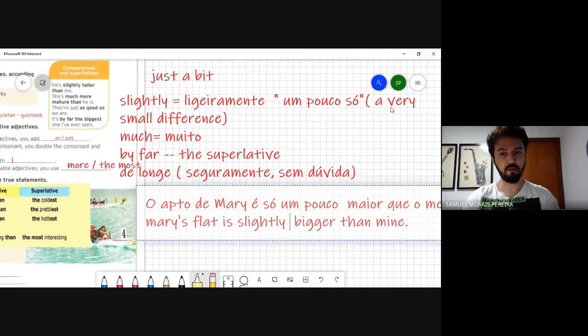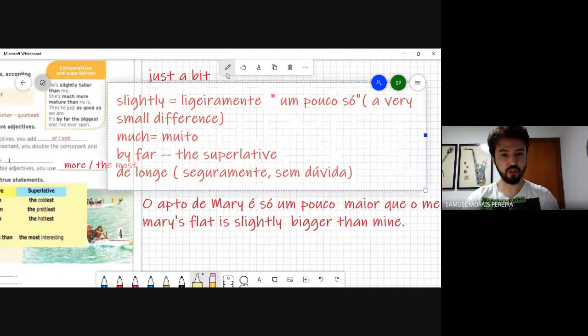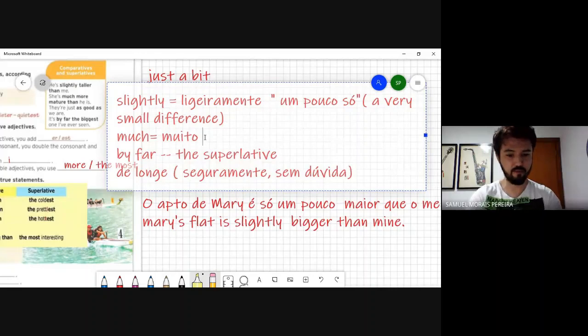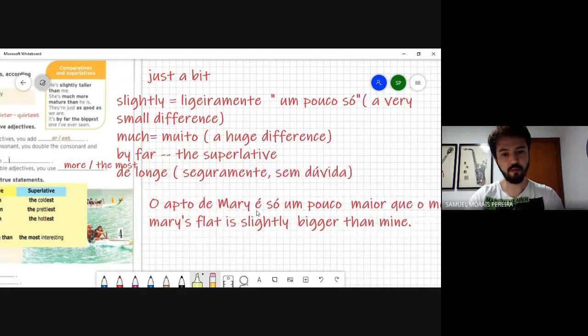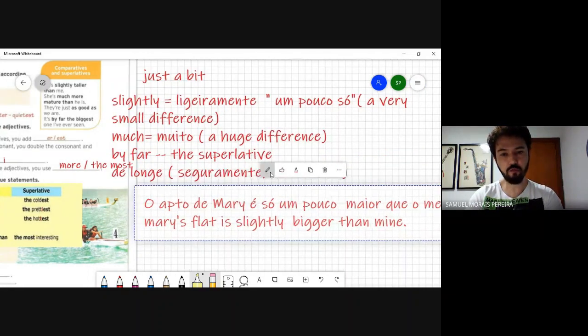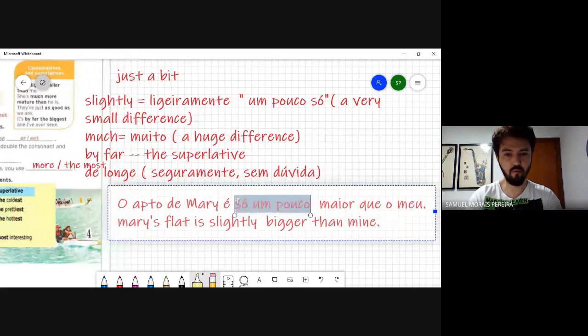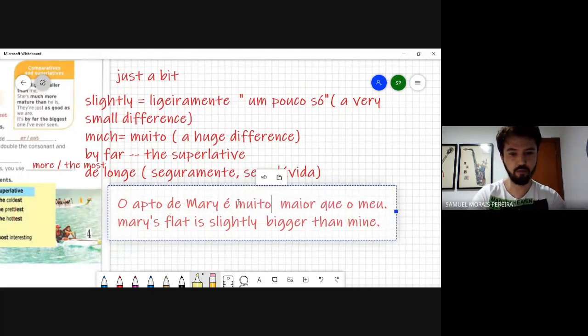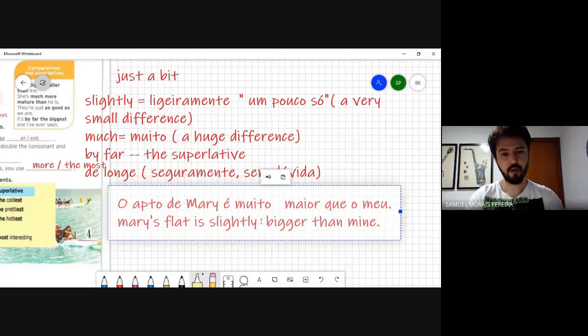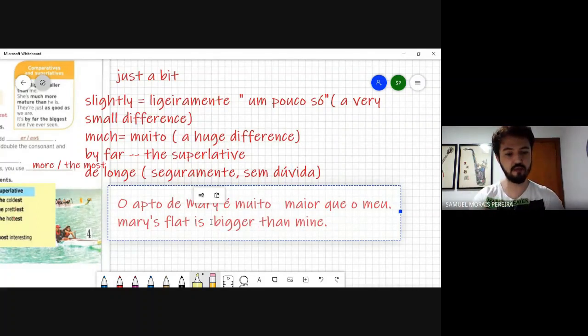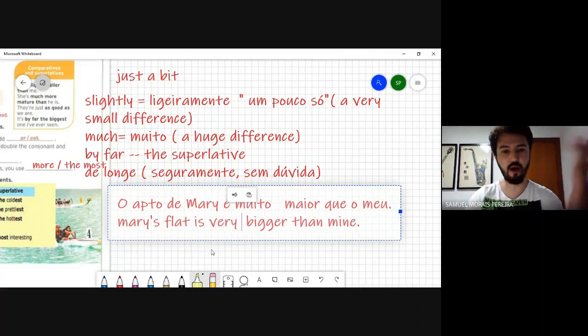Enquanto slightly indica uma diferença pequena, much, pelo próprio significado da palavra, ó, will show you a huge difference. Uma diferença enorme entre as coisas sendo comparadas. Então, ó, o apartamento de Mary é muito maior que o meu. How do you say muito maior que o meu? Pay attention, que vocês tendem a falar assim, ó, é very bigger than mine.